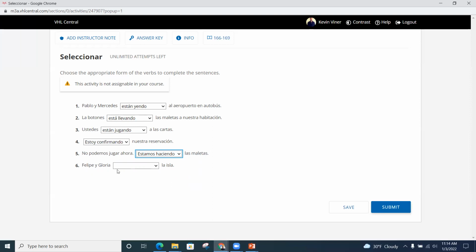Finalmente, número 6. Felipe y Gloria, blank, la isla. Están explorando, estás explorando, estamos viajando, están viajando. Pausa. Y volvimos, sería están explorando. Están explorando makes the most sense there, right? They are exploring the island.